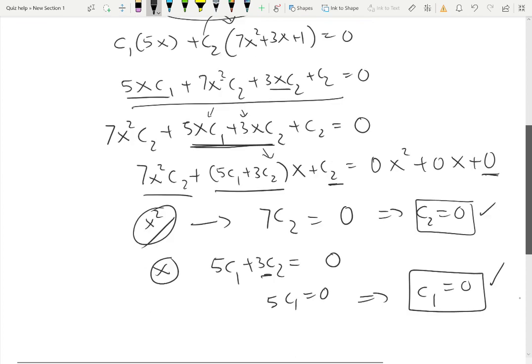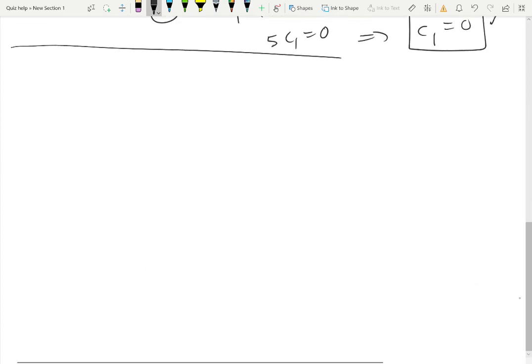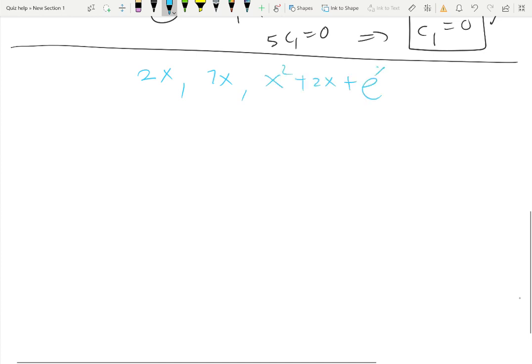Now let me give you an interesting example, because we saw examples where both of them were linearly independent. So let's look at this: 2x, 7x, x² plus 2x plus e^x. Now right away you know this is linearly dependent. You have a linearly dependent set because these two are dependent on each other, because 2x can be multiplied by 7 over 2 and get 7x, right? So these two are constant multiples of each other.